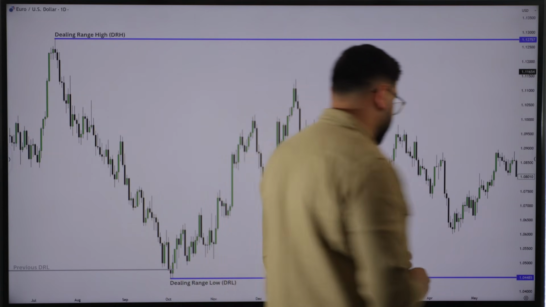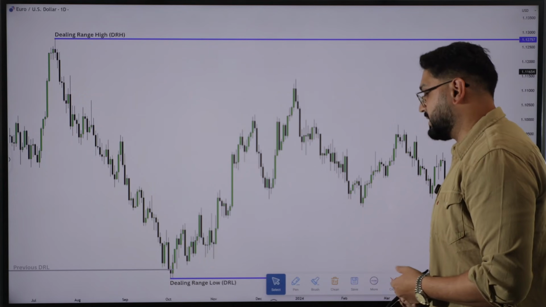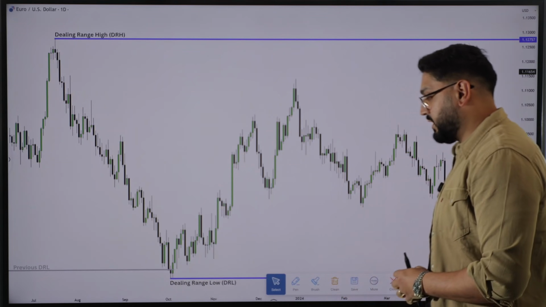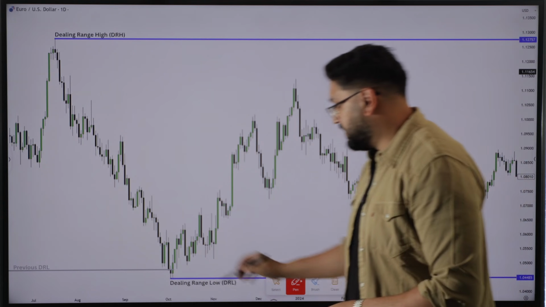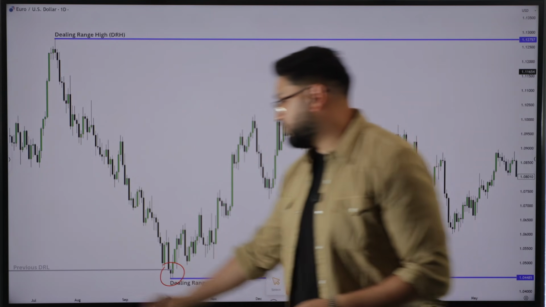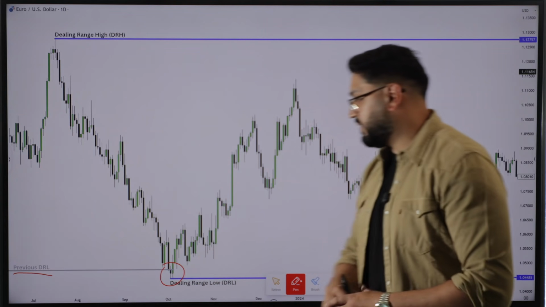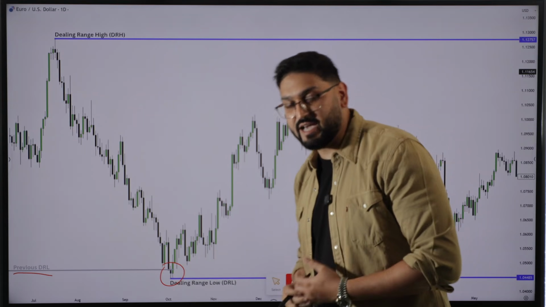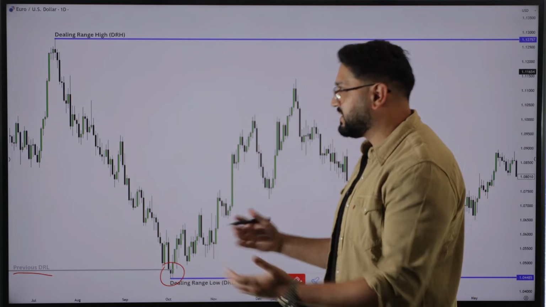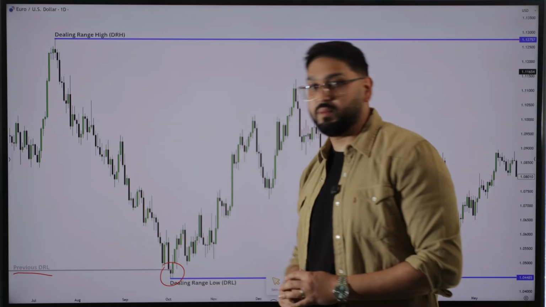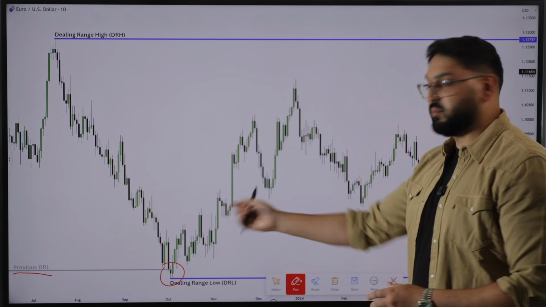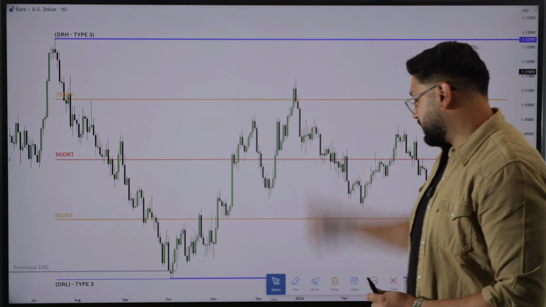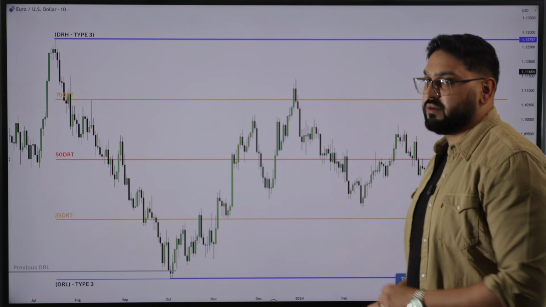Let's just scrub this to the left again, and we can see now that we have a new dealing range high and we have a new dealing range low. You can see this dealing range low here has raided that previous dealing range low. And this has occurred after completing a higher time frame buy program. Now, when this happens after completing a higher time frame buy program and sweeping below a previous dealing range low, this gives us something that we can call a type 3 dealing range.